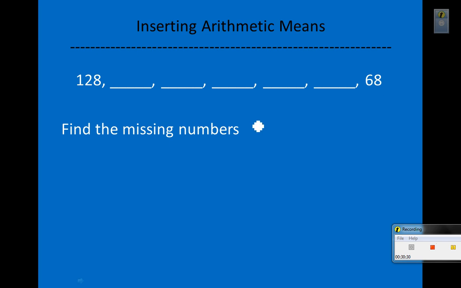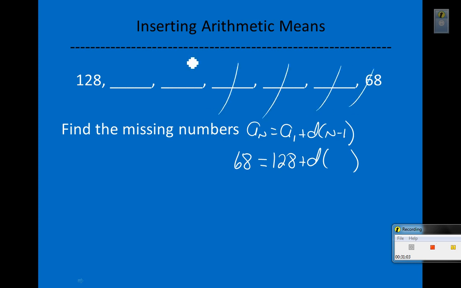Once again, a sub n equals a sub 1 plus d times n minus 1. If you'd like to pause the video and see if you can solve this one for yourself, you sure can. But I'm going to put 68. To be truthful, it won't matter, but to stay consistent, I'm going to go 68 equals 128 plus d, and I got 1, 2, 3, 4, 5, 6, 7 numbers. 7 minus 1 is 6.